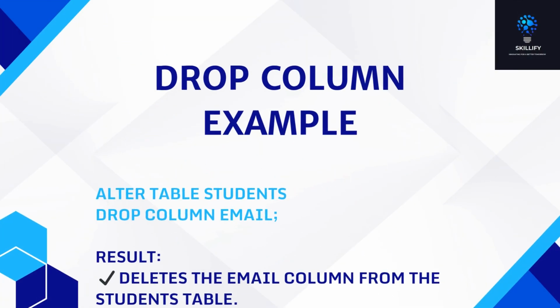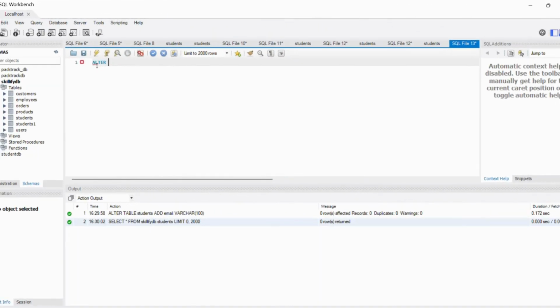Example: drop a column. Suppose we don't need the email column anymore. We can delete it using the DROP COLUMN command. Query: ALTER TABLE students DROP COLUMN email. Result: email column removed successfully.